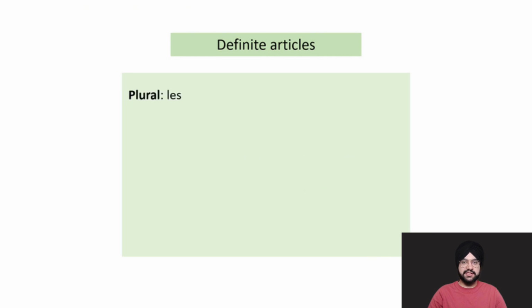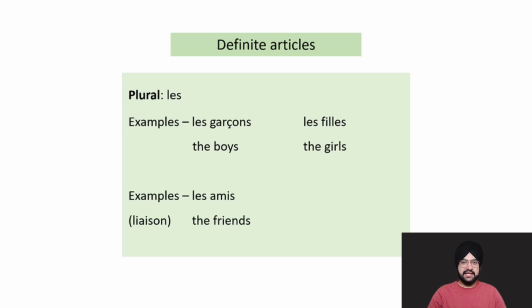The fourth and the final one is les. The pronunciation is les. For example, le garçon becomes les garçons, the boys. Similarly, la fille becomes les filles, the girls. For example, les amis. Here the S gets connected with A and produces a Z sound. Les amis, the friends. Another example, les hôtels, the hotels.